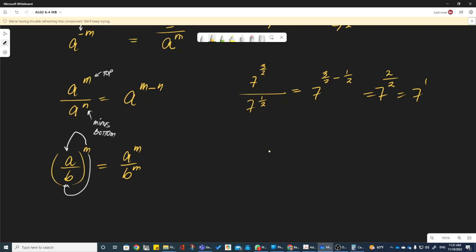Okay? And here's the example. 5 over 27, right? To the power of 1 over 3. So I will have to take this number and apply it to that one and apply it to that one. Okay? So this will be 5 to the power of 1/3, 27 to the power of 1/3.